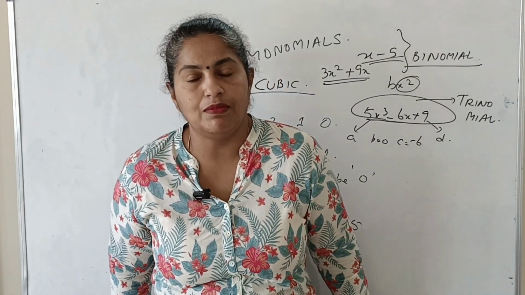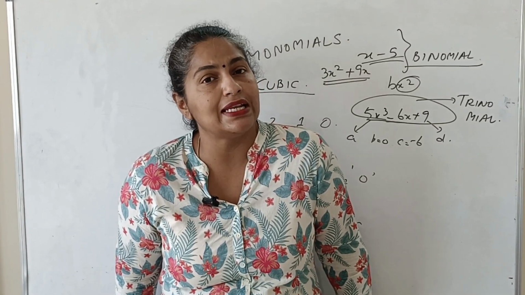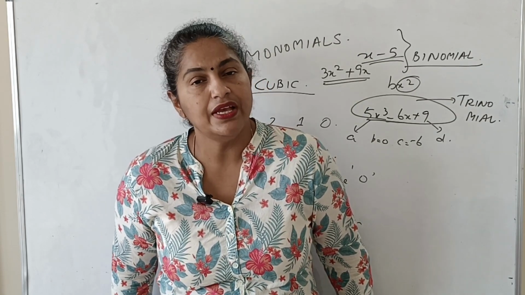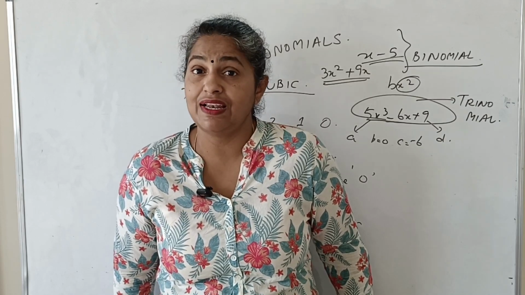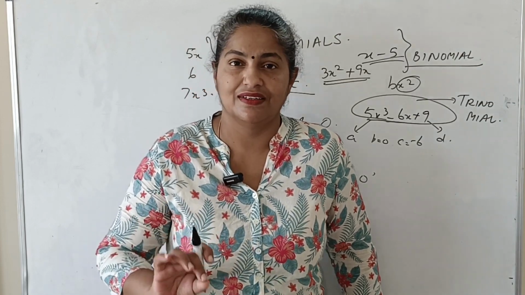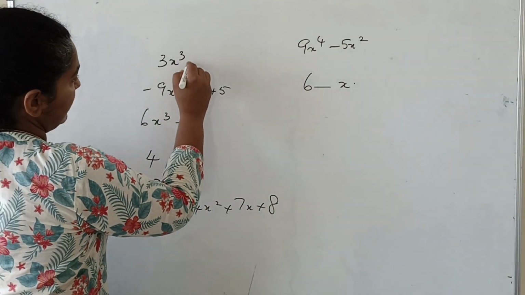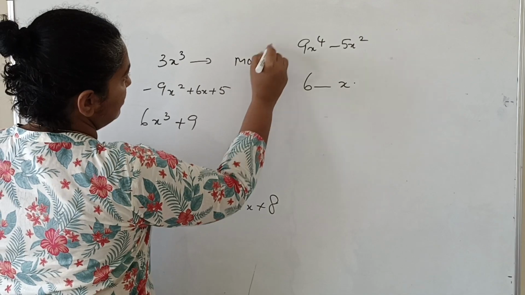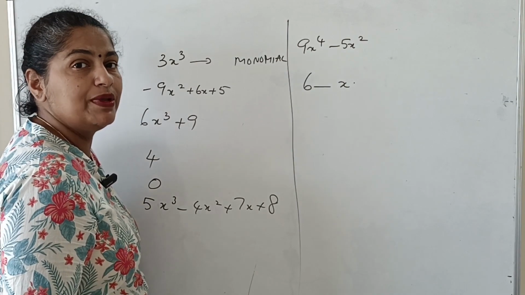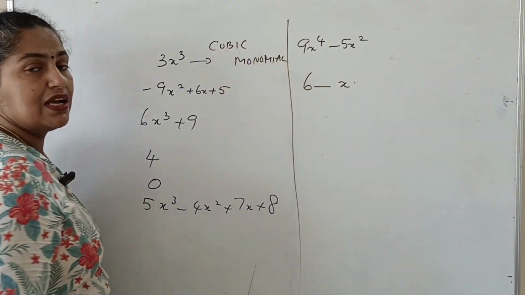Now I will give you a few examples. I want you to identify whether those polynomials come under monomial, binomial, trinomial and also constant, linear, quadratic or cubic. Okay, a polynomial can be a cubic as well as a monomial, correct? Let us take a few examples and make this particular concept clear. 3x cube, it is having only one term, so I can call it a monomial. But what is the degree? The degree of the polynomial is 3. It's a cubic polynomial. So I can say that it is a cubic monomial.